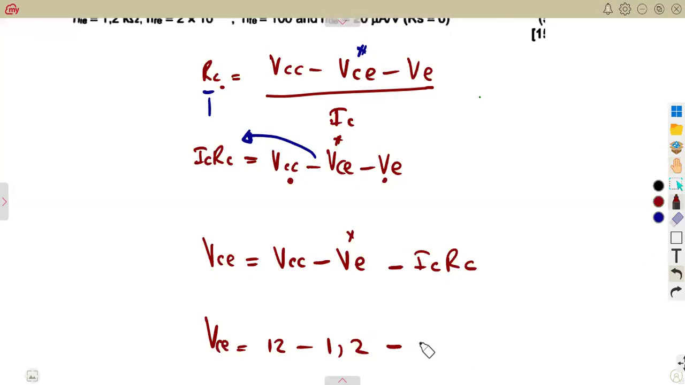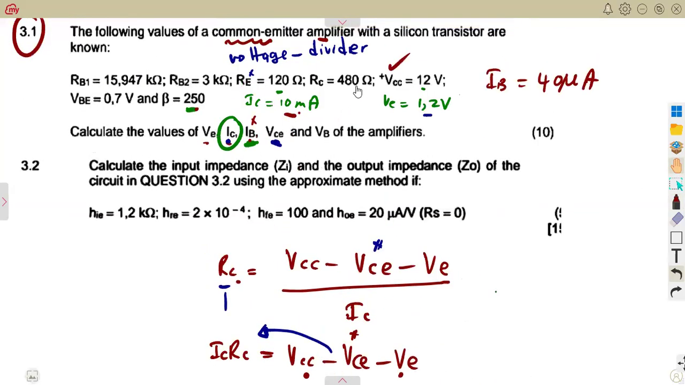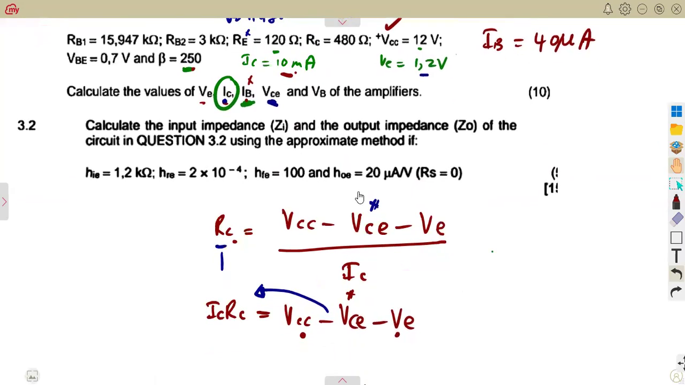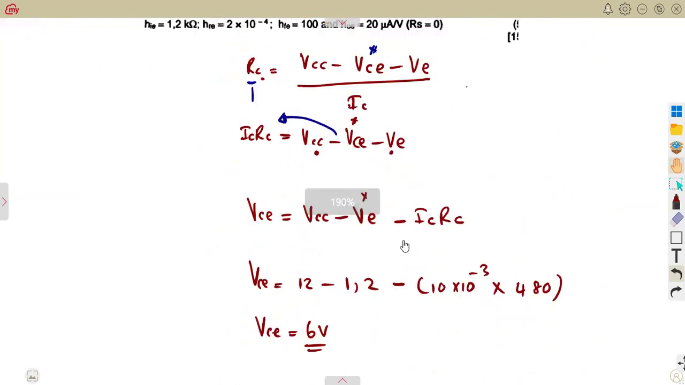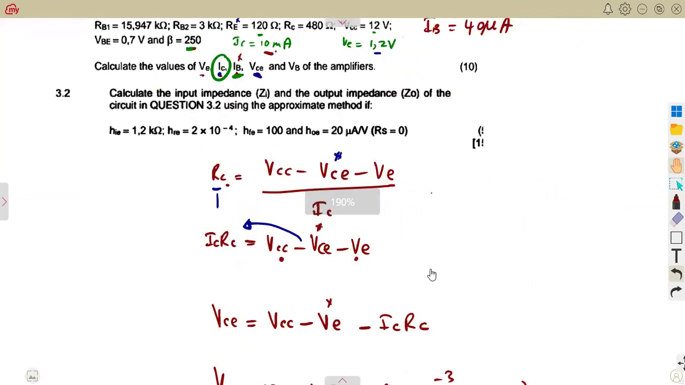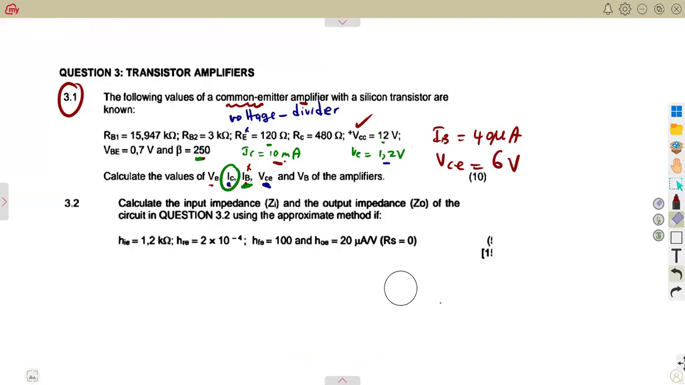So that is 10 times 10 to the exponent of -3 times RC, which we are going to use as 480. We have got the value of RC, 480. So simply substituting into the formula is going to give us the value of VCE. And that is going to give us 6 volts. Okay, so we have got the value of VCE by making it the subject when we consider RC. So that's our VCE, 6 volts. In case you might need that.